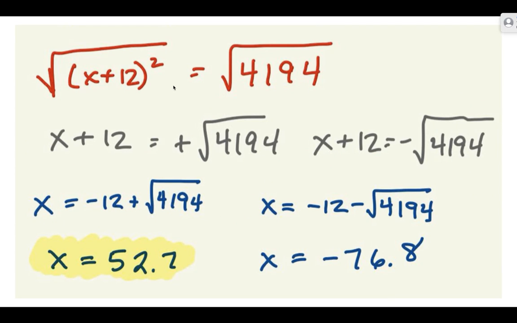Square root property, I end with x plus 12 equals the positive square root of 4194. X plus 12 equals the negative square root of 4194. Using my calculator, I will solve. Because this is a story problem, again, I need to ask myself which answer makes the most sense.